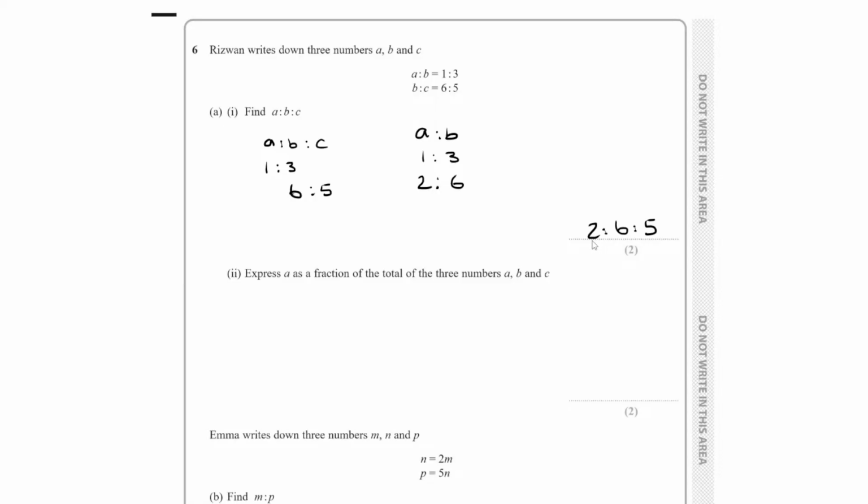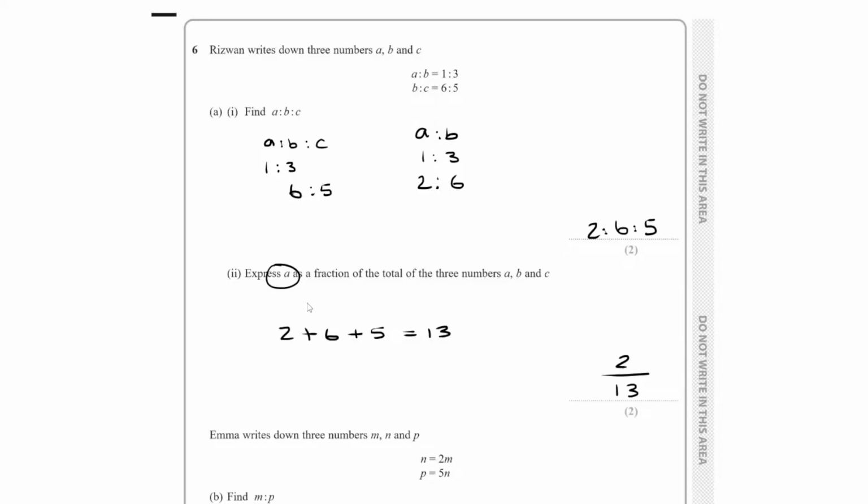You always take whichever one you're looking for. So they said A, you take that number as the numerator. In that case, that's 2, isn't it? That's the A one. And then you add up all of the other parts, whether it's 2 parts or 3 parts, you add them all up. So that would be 2 plus 6, which is 8, plus 5, which is 13. You can simplify it if you can. In this case we can't simplify, but sometimes you can, so you can go ahead and do that if that's the case. So 2/13. That works for 2-part ratios as well, or 3 parts, it's the same thing.